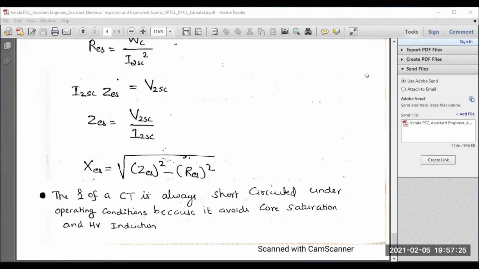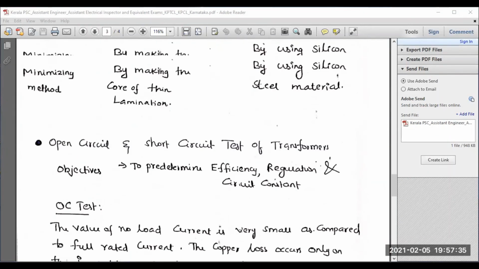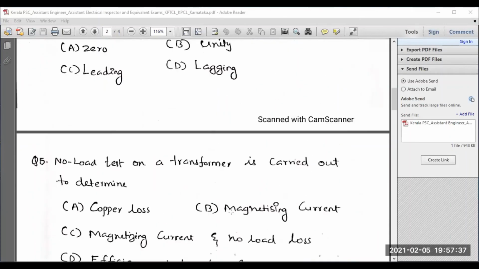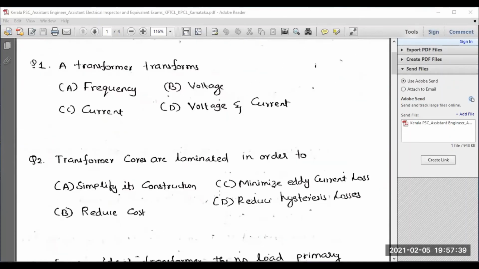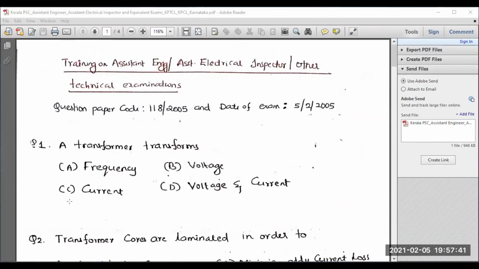Hope these equations will be helpful for you. The secondary of the CT is always short circuited under operating conditions because it avoids core saturation and high voltage induction. So that is why these things take place. So these are the selected questions which I had already repeated. Similar kinds of questions will be asked. So better refer to some textbook and practice these kinds of objective questions.